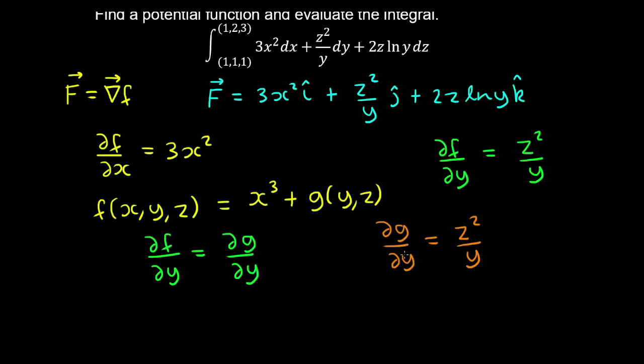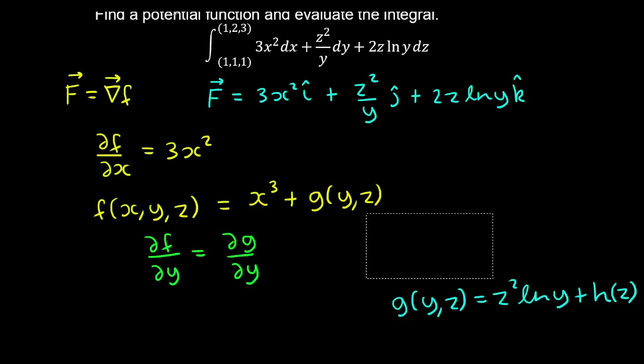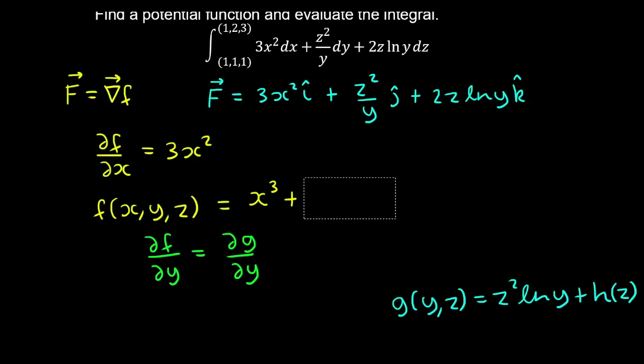And separating the variables and integrating both sides, we get g of y and z is equal to z squared by the natural log of y. And our constant of integration, being our function h, is a function of z. And now let's make a bit of room and substitute for g into our function. So we have z squared by the natural log of y plus h of z.